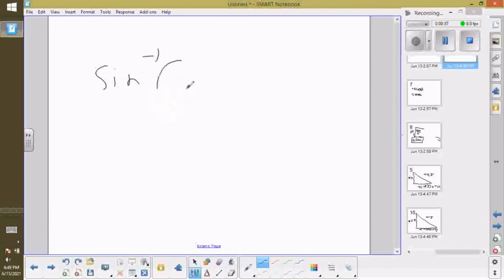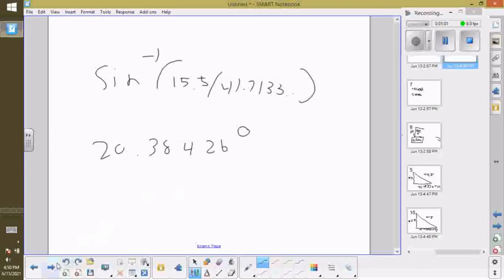and then we take the 15.5 divided by the 41.7133, and so on and so forth. And by doing that, we get 20.38426 degrees. And that is the degree of our angle.